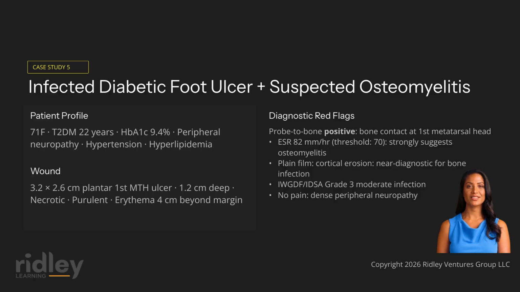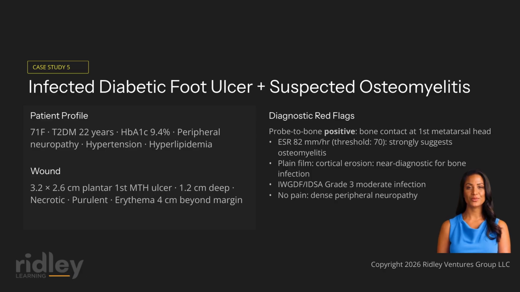The probe-to-bone test is positive, with a metallic instrument passing through the wound to contact bone at the first metatarsal head. The 2023 guidelines from the International Working Group on the Diabetic Foot and the Infectious Diseases Society of America classify this wound as a moderate infection, grade 3, given the cellulitis extending more than 2 cm beyond the wound edge in the absence of systemic inflammatory response syndrome criteria.